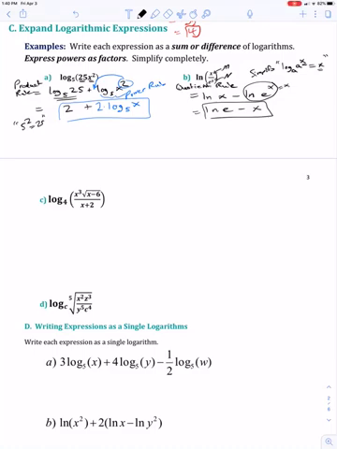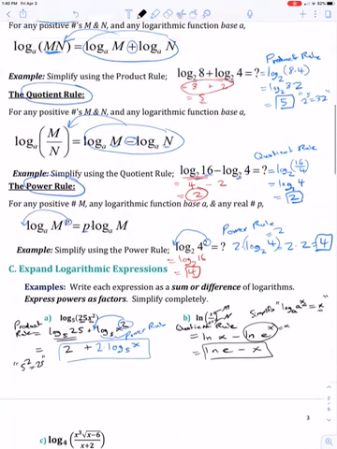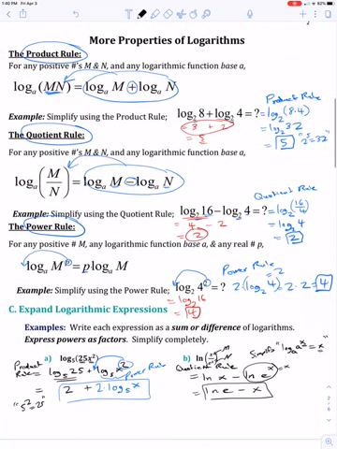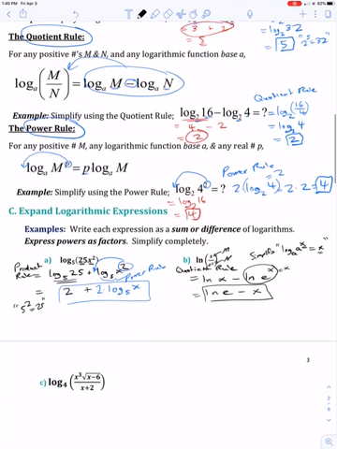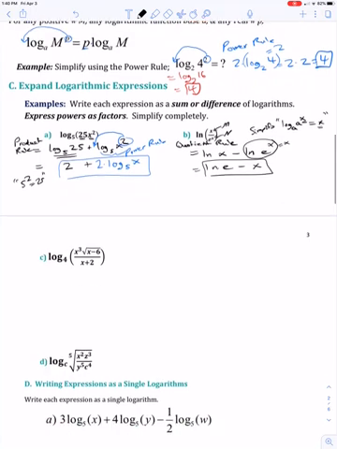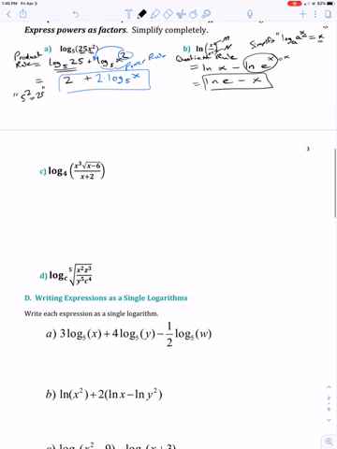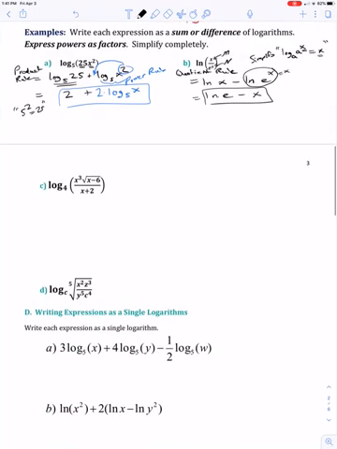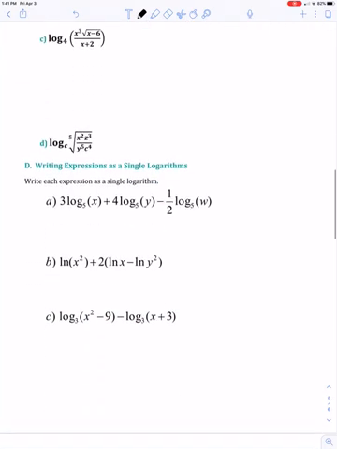All right, let's continue on here as we're looking at applying these properties that we've learned. We've talked about the product rule, which allows us to create a sum of logarithms, the quotient rule, which allows us to create a difference of logarithms, and the power rule, which allows us to create a product. In these examples, it says write each expression as a sum or a difference of logarithms. Express any powers as factors. Simplify completely. So let's go to example C.